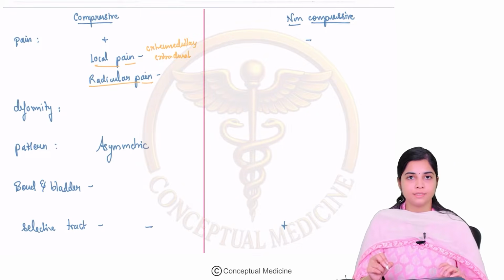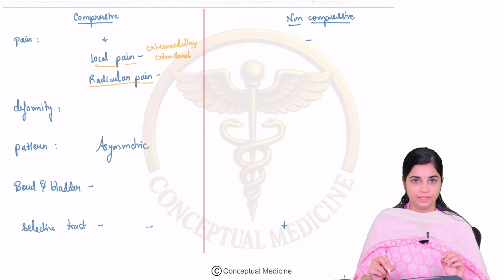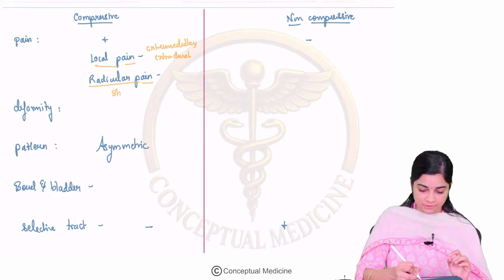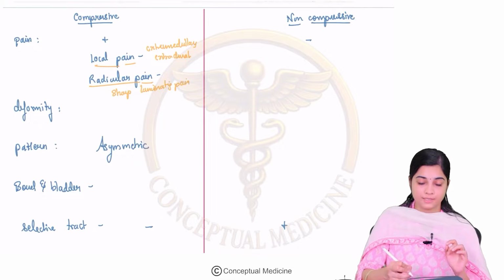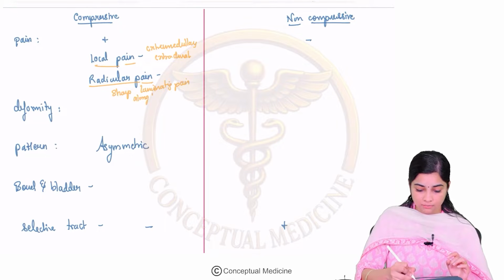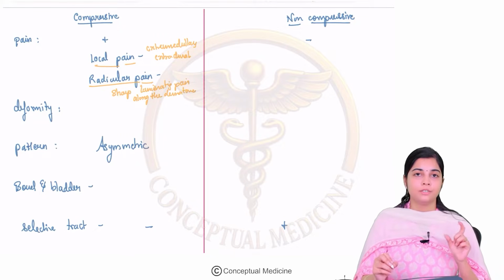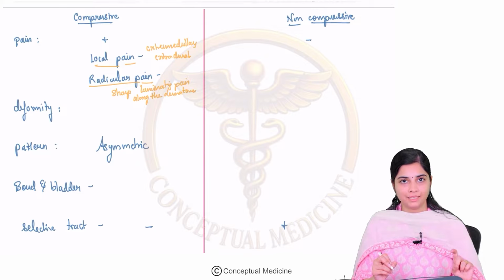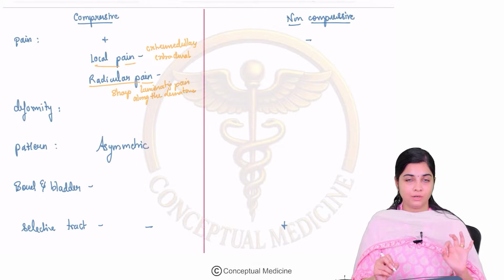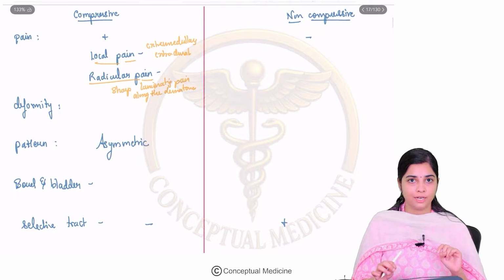Radicular pain. What is the meaning of radicular pain? Radicular pain basically refers to a sharp lancinating pain which is present along the dermatome where that particular nerve root or radicle is supplying. Sharp lancinating pain along the dermatome where that particular nerve root is supplying is called your radicular pain.